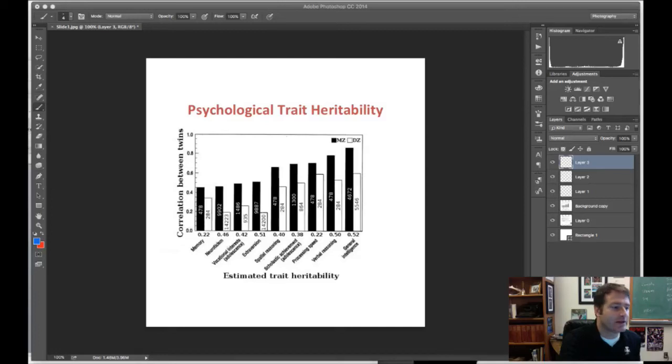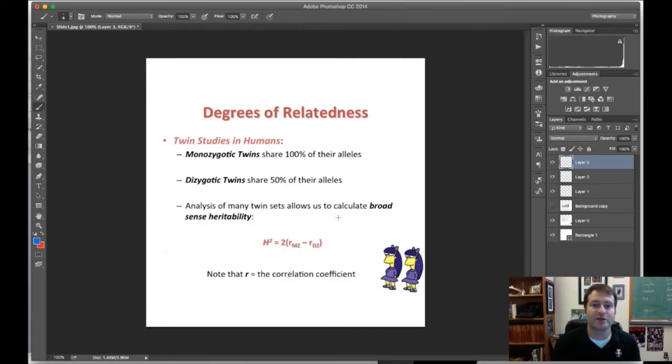Okay, we're going to try this again, but this time we're going to calculate heritability using data from twin studies. So I want to just review a couple of the concepts related to twin studies really quickly. So this is a page from your notes that tells you the basis of how we use the known relationship between monozygotic twins and the known relationship between dizygotic twins to estimate broad sense heritability.